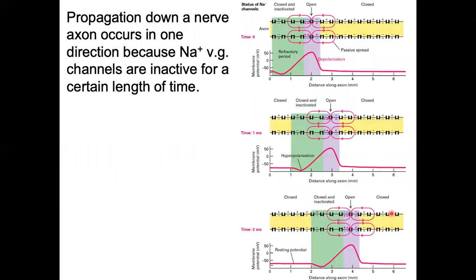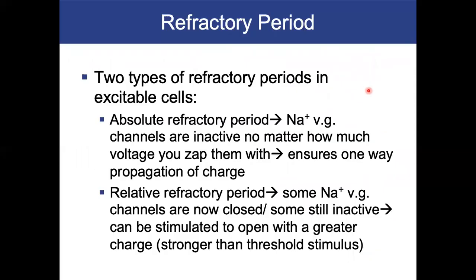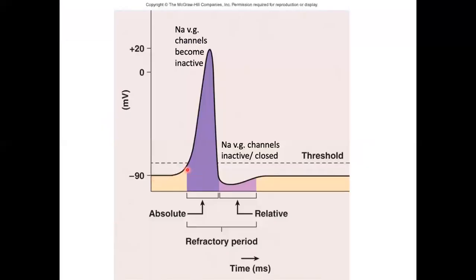Okay, you can take a look at the same thing. Okay, there are two types of refractory period in excitable cells. Absolute refractory period, where sodium voltage gated channels are inactive, no matter how much voltage you zap them with. And make sure that that action potential goes down the nerve axon the way you want it to go. And then relative refractory period, some sodium voltage gated channels are closed, some are still inactive. You can zap it with a stronger than threshold stimulus, and you will get another action potential. Okay, so here's absolute refractory period, here's relative refractory period.